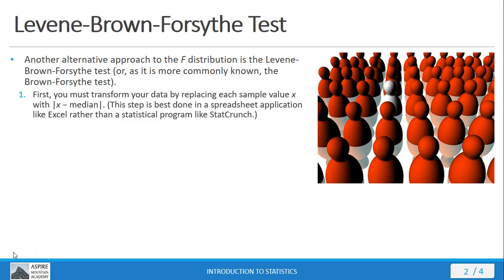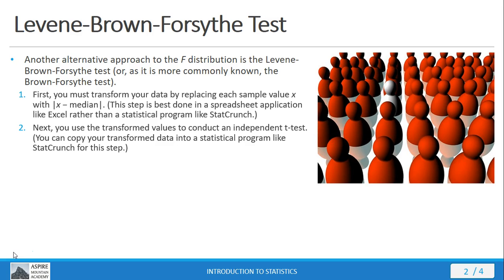Anyway, the first step to this method is you've got to transform your data. Before, we were looking at the absolute value of the difference from the mean value. Here we're going to take the absolute value of the difference from the median value. And just like we saw with the Count 5 method, I think this is a step that's best performed in a spreadsheet application like Excel. You can use StatCrunch, but StatCrunch is kind of clunky for this. It's simpler, from my perspective, if you just dump the data in Excel and use it there.